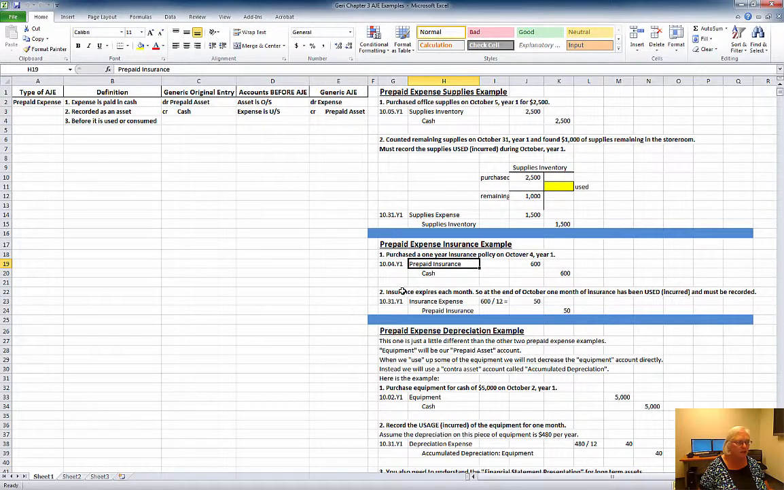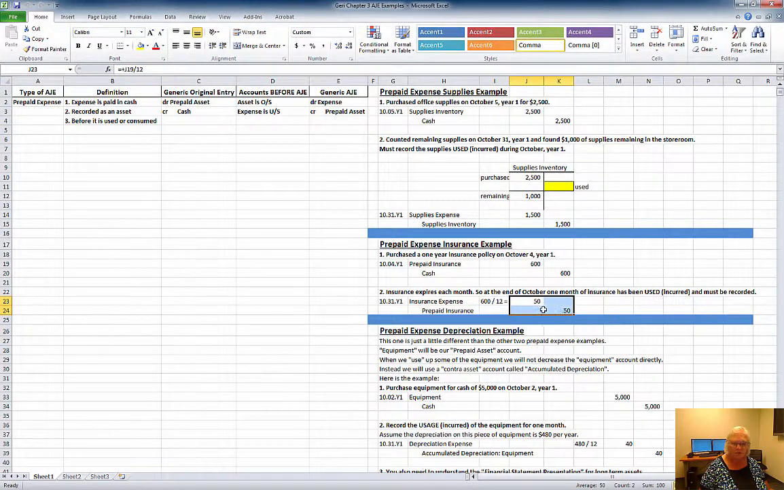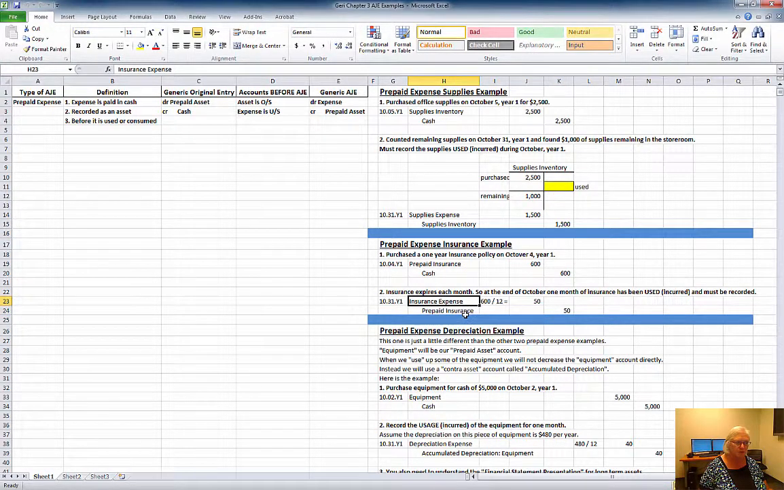We're preparing our adjusting entry at the end of 1 month. So what I want to do is take 1 month of the insurance out of the asset and put it into the insurance expense account. So $600 divided by 12 months is $50 per month. So that's the amount of my entry. My adjusting entry is to debit insurance expense and credit prepaid insurance.